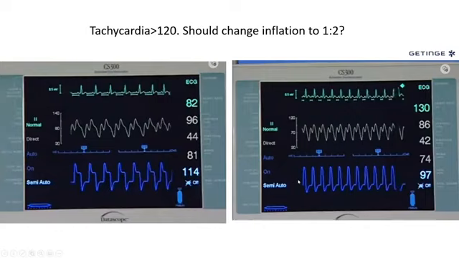But tachycardia does worsen augmentation. It has nothing to do with the speed of gas filling, but it does worsen augmentation, as you can see, and it does reduce augmented pressure and mean pressure. Now, why? Here's the explanation.